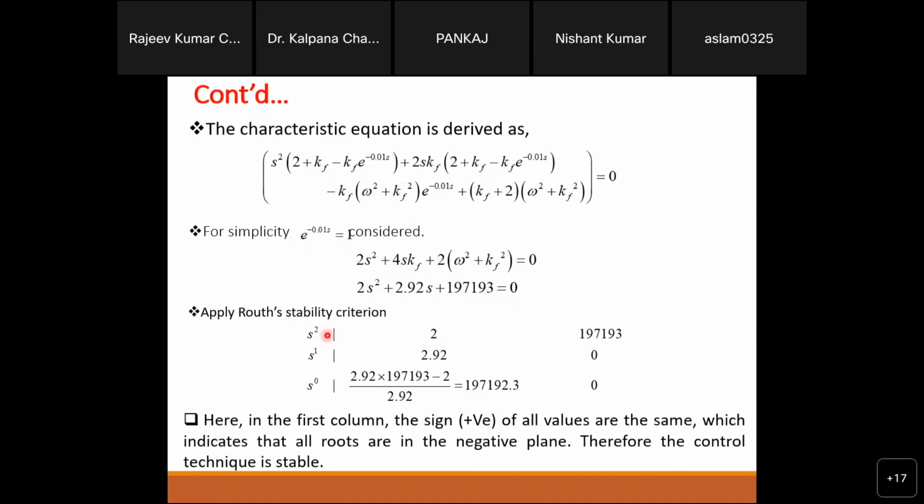If you go that way with the Routh-Hurwitz criteria, what is the rule? Choose the constant in such a way that all the values of this first column should be positive, right, or negative, whatever. A single sign should be there, right.